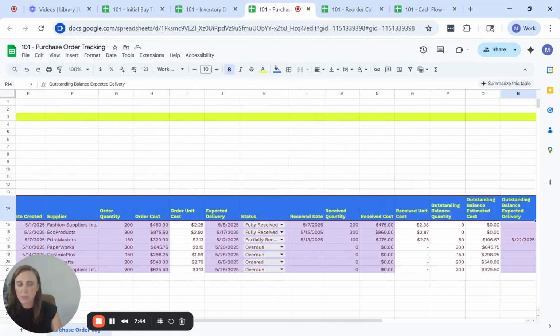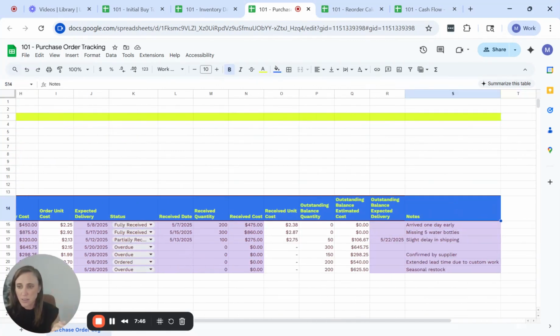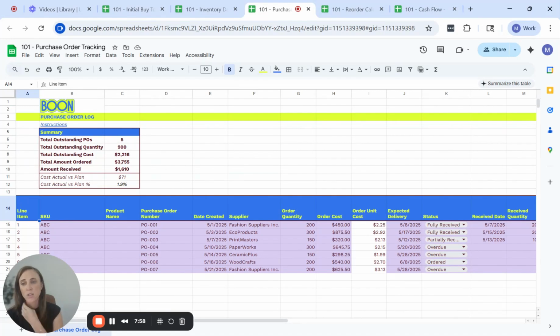Additionally, we have a great spot at the very end that gives you notes. We know all this communication is happening between the vendors. It's a great place to just drop in a few notes about what might be happening with that purchase order line item. Again, really great singular source for all those purchase orders coming in.